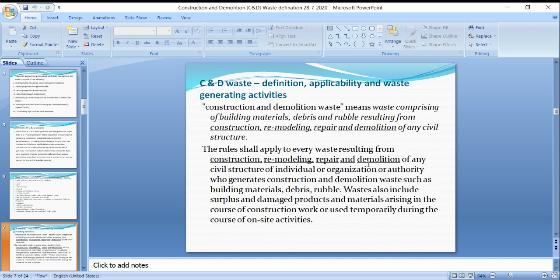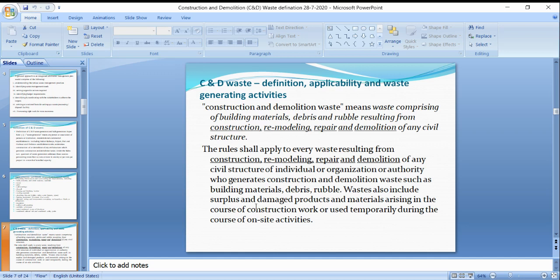So they will be left like that at the site, and that will be a lot of waste that will be generated. So the rules shall apply to every waste resulting from the construction, remodeling, repair and demolition of any civil structures of individuals or organizations or authority who generates construction and demolition waste such as building materials, debris, rubbles, and waste also include. Debris is one waste which is not useful. Those are called debris.